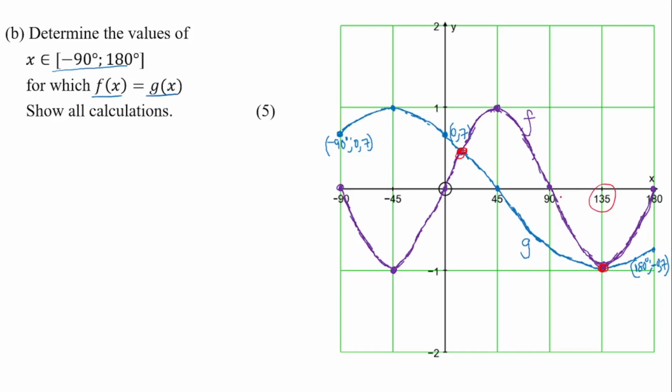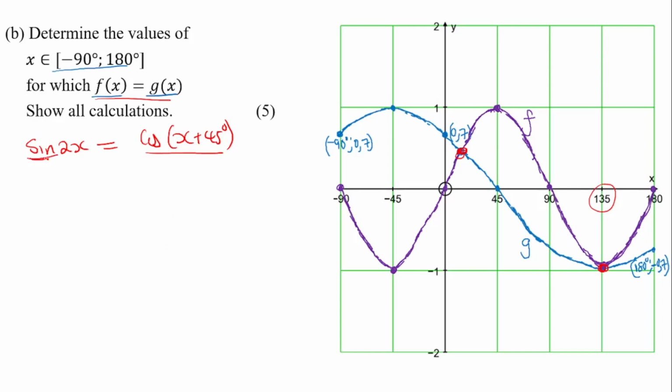Actually, one of the solutions must be 135 degrees. Okay, so what do we do? We just equate these two functions, so it becomes sine 2x is equal to cos(x plus 45 degrees). Then we're solving an equation here. We're solving a trig equation, right? So we have sine 2x here and cos(x plus 45 degrees).